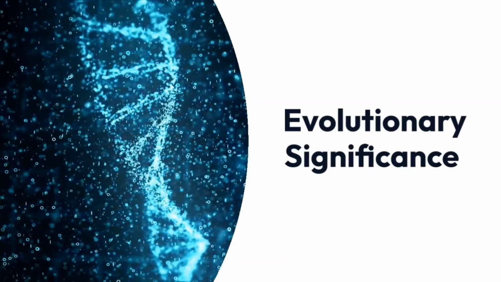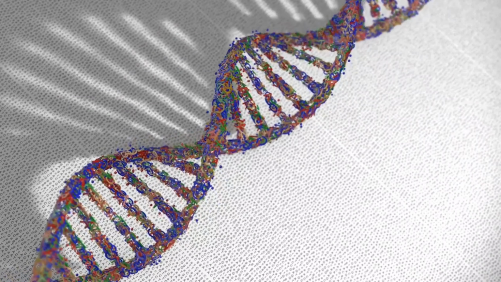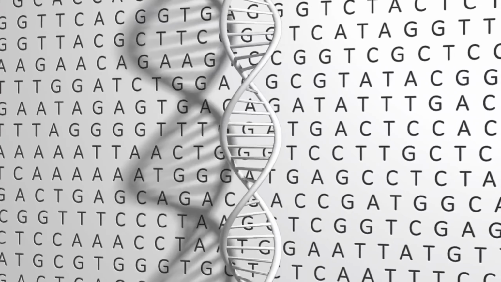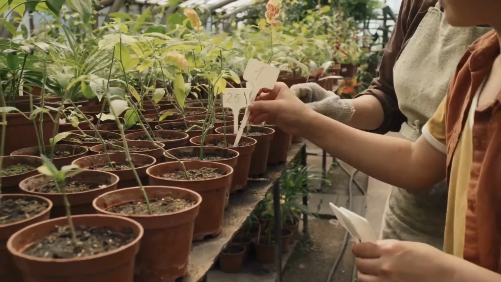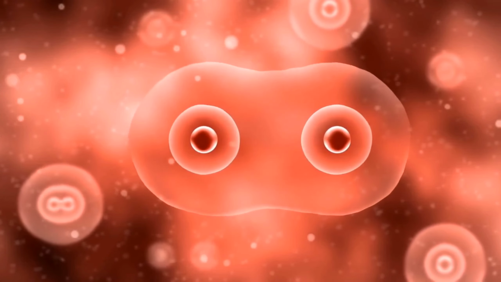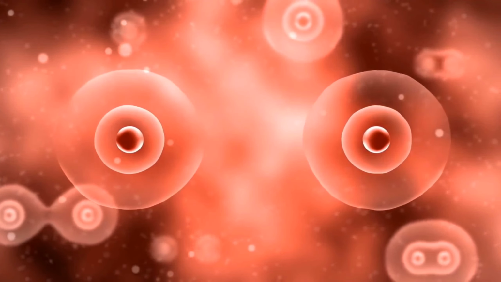Evolutionary significance. Rapid evolution. Satellite DNA sequences can evolve rapidly, and variations in repeat numbers can arise relatively quickly. This rapid evolution is thought to be linked to the dynamic nature of centromeres and their role in chromosome segregation.